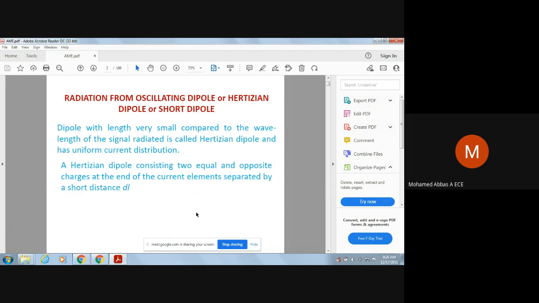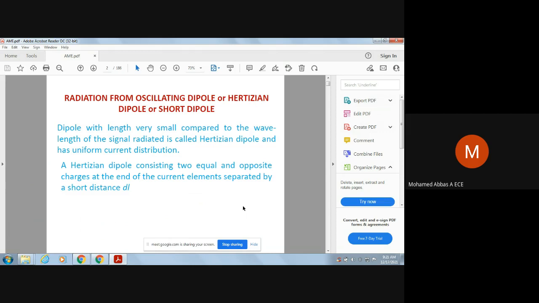In today's session, we are about to discuss the radiation from an oscillating dipole. You can call the oscillating dipole, otherwise, the Hertzian dipole or short dipole. So first, we can see what is the definition of a Hertzian dipole. We can define a Hertzian dipole as a dipole which has a length very small when compared to the wavelength of the signal which is radiated. And you can say that for a Hertzian dipole, the current distribution is uniform.